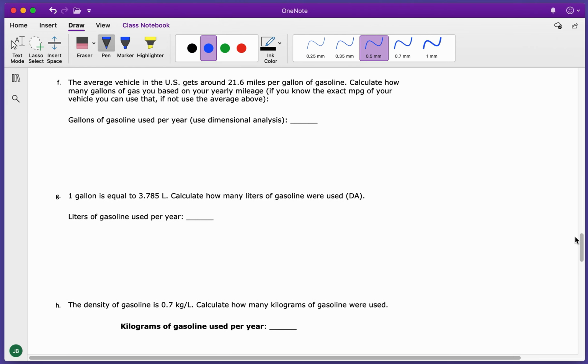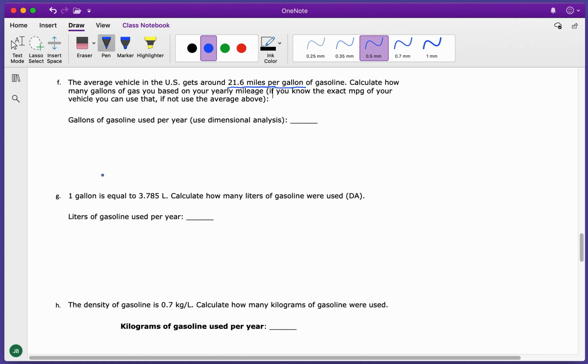Now, once you get past that part, now you're going to start doing lots of dimensional analysis using those numbers that you just calculated for your mileage. Now, if you know the mileage, gas mileage that your car gets, go ahead and use it. If you don't, go ahead and use this average gas mileage right there. It's 21.6 miles per gallon. Okay? So you're going to use that to calculate how many gallons of gas you use based on your yearly mileage.